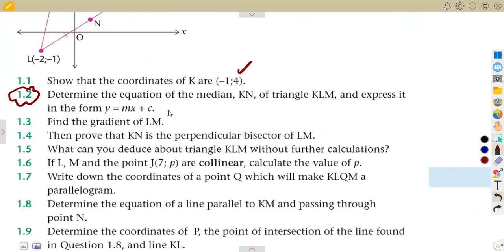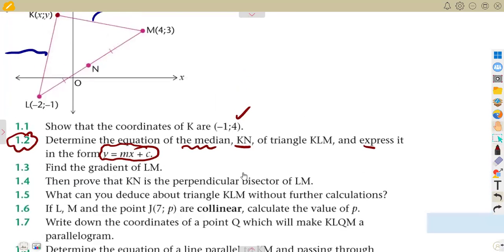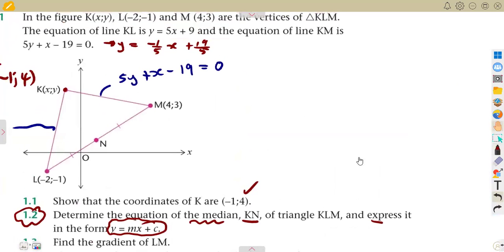That's it. Determine the equation of the median KN. What is a median? That is the question. Of triangle KLM, express it in this form, which is the format of y is equal to mx plus c. We talked about this, which is the gradient intercept form. We need the equation of the median KN. This is K to N, this one. K to N, the equation of this line.